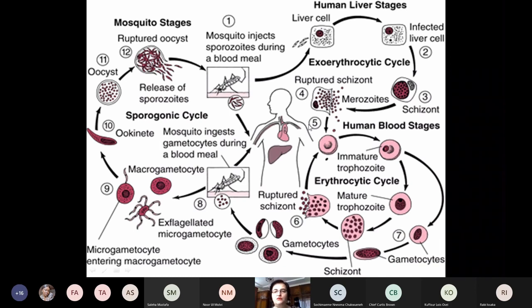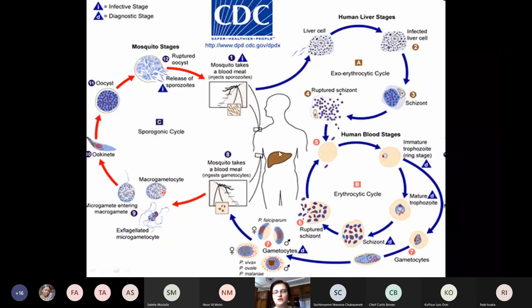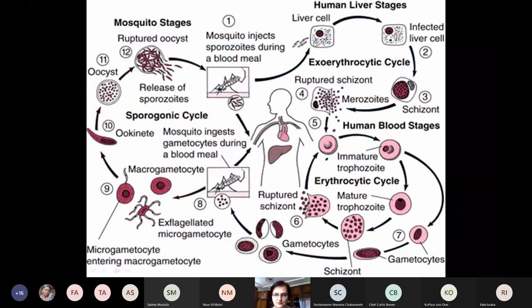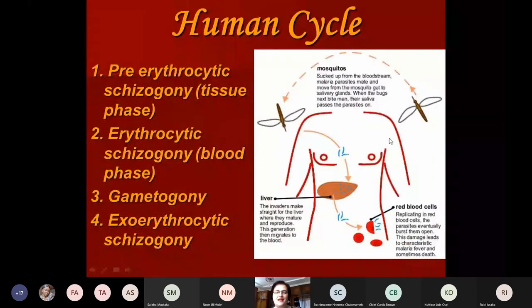Step by step, now we will speak about all these processes, and we will come back to this picture and another one. Yes, it's present in CDC, but maybe not this one; there are a lot of different names, but all are present. Human cycle. Let's start from the human cycle, because for us it's more important, but believe me, without the mosquito cycle we also will not understand all the problems.